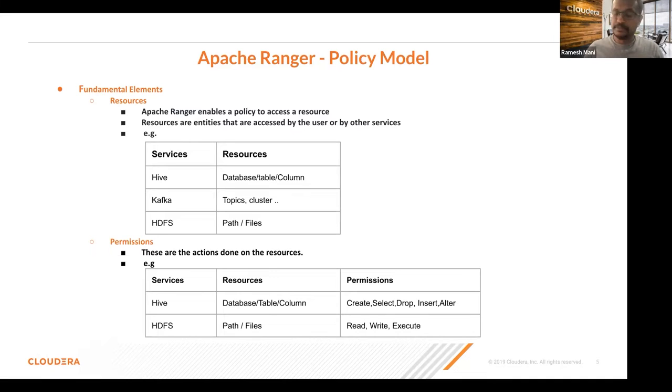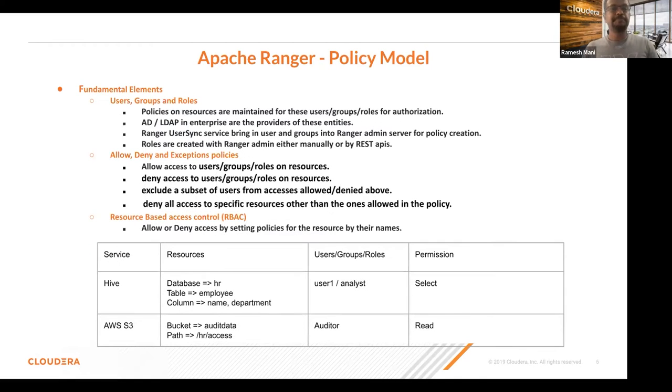Okay, so let's go one more slide. Like I said, the next fundamental elements are users, groups and roles. Users and groups are the key elements who work on these resources, right? Users, groups, a bunch of users belonging to a group, or a bunch of users or groups belonging to a role, who access these resources have to be authorized and audited. So that is another fundamental element in Ranger's policy model.